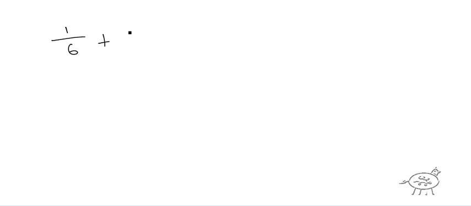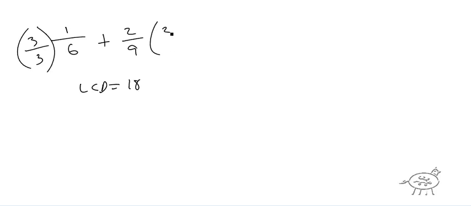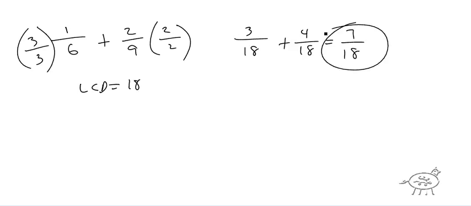1/6 plus 2/9. All right, so yeah, you can multiply 6 times 9, but think about it, guys. Work your way up with 6. 6 times 2 is 12. No, 9 doesn't go into 12. 6 times 3 is 18. Oh, 9 times 2 is 18. So my LCD is 18. So you're going to multiply this one by 3 over 3 and this one by 2 over 2. So you get 3 over 18 plus 4 over 18, which is 7 over 18.